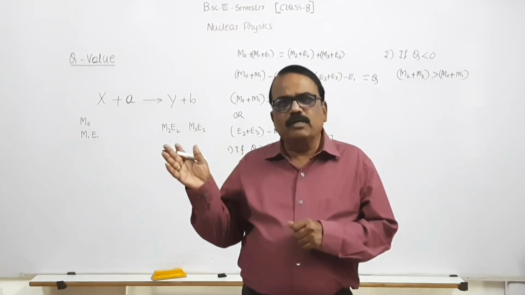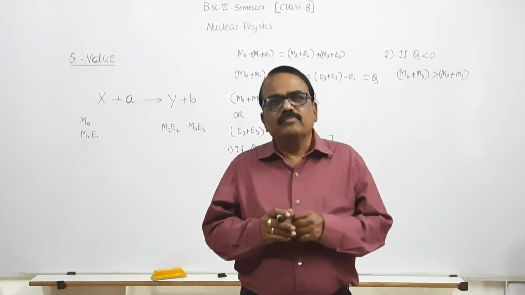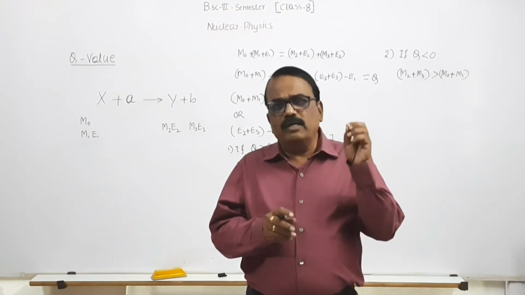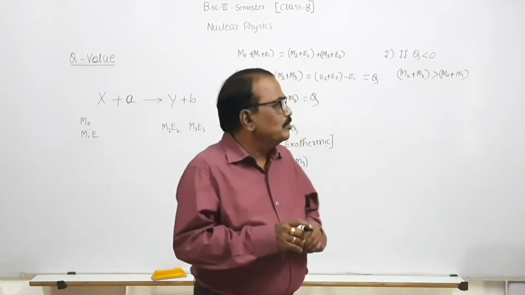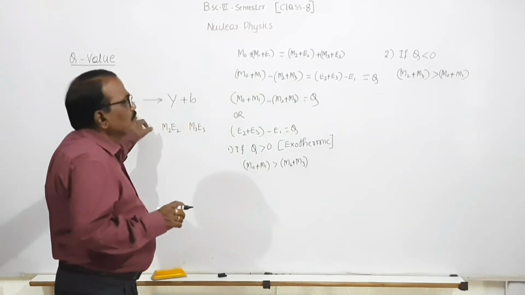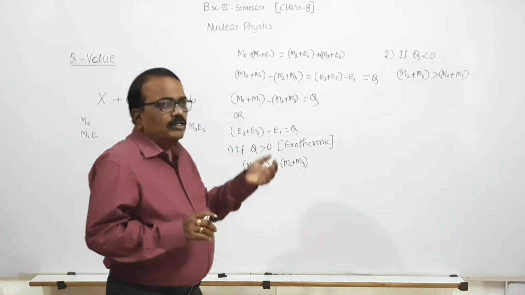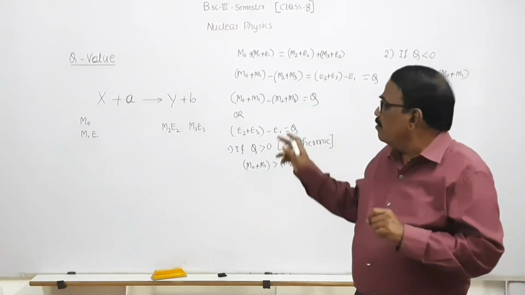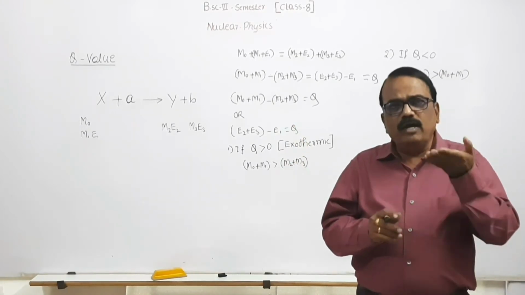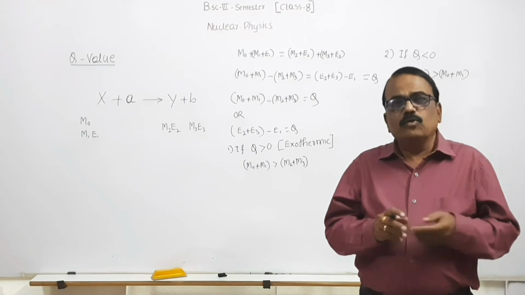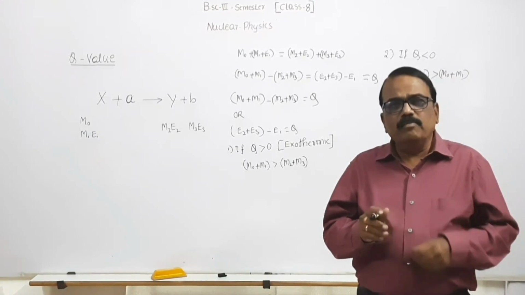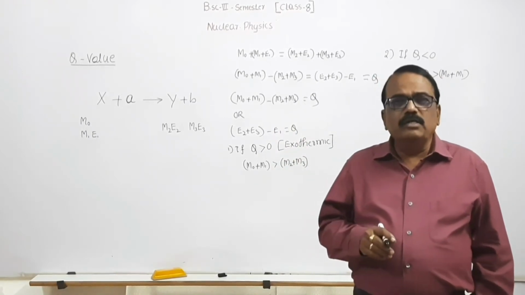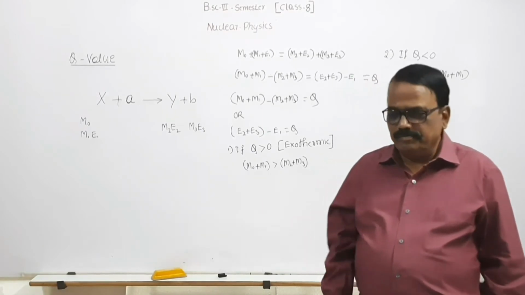In the exothermic reaction, energy was released. Now here the energy is absorbed. Therefore, we have to supply extra energy to this projectile particle for the nuclear reaction to take place. That projectile particle should have minimum energy to cause a nuclear reaction. The minimum energy required for a projectile particle to start the nuclear reaction is called threshold energy.